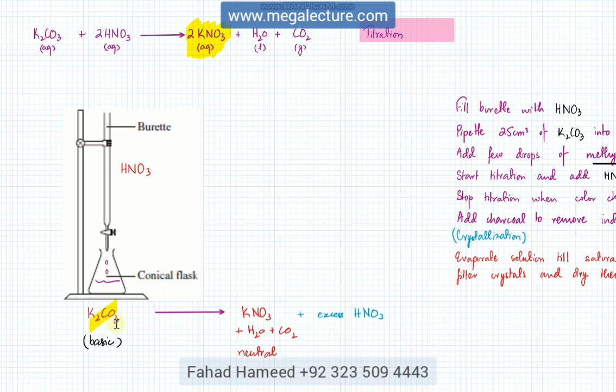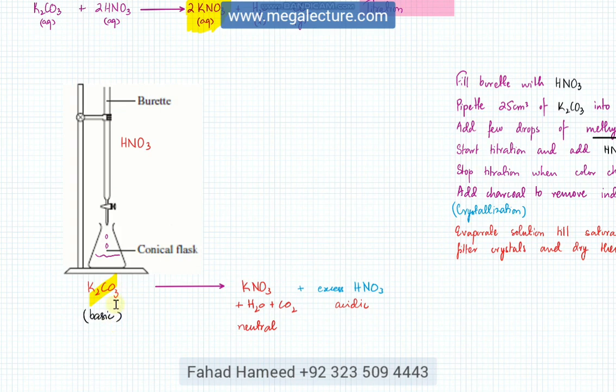And once all the basic potassium carbonate has been used up, it will turn into the products and it will be neutral. That's when I should stop adding nitric acid, because if I don't stop, I add excess nitric acid, then my solution is going to turn acidic, which I don't want. So my indicators would immediately change colors, the few drops of indicator that I've added. So for example, if I've added phenolphthalein, in basic it is going to be pink, and in acidic conditions, it's going to go colorless.